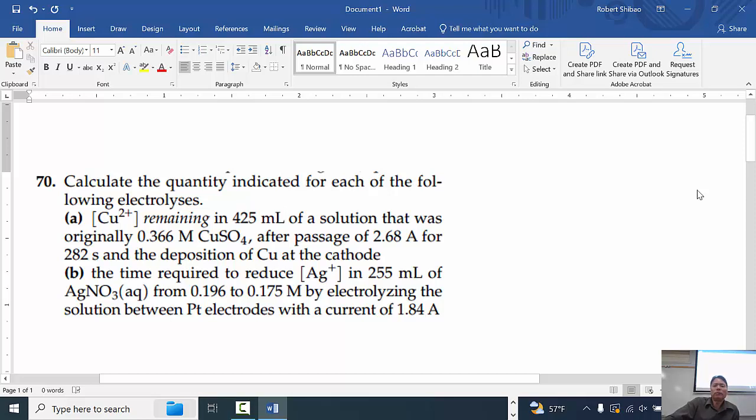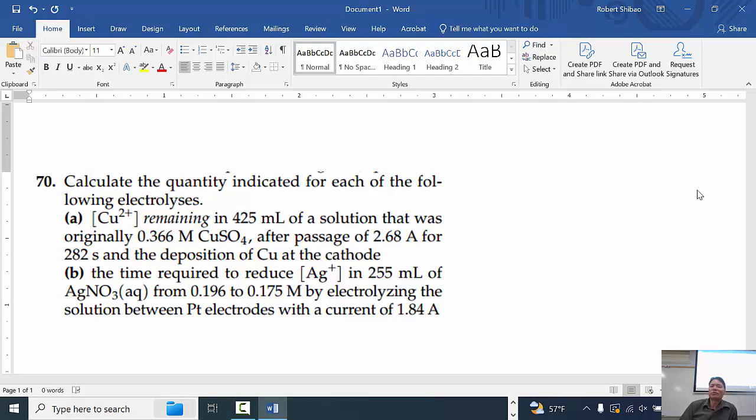Because number one, probably the biggest thing is it's saying deposition of copper here. So what they're meaning is copper is the product. And so if copper is a product, then copper 2 must have been the reactant. And that's pretty much what clued me in. It's the copper that was deposited.